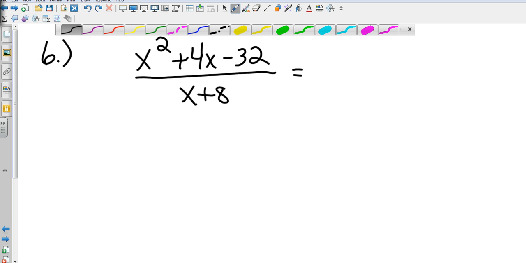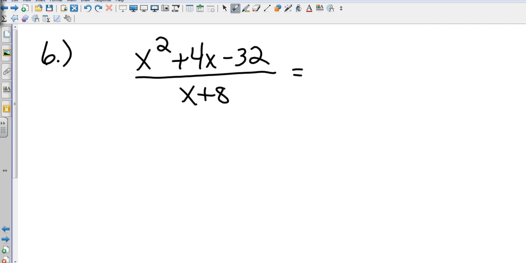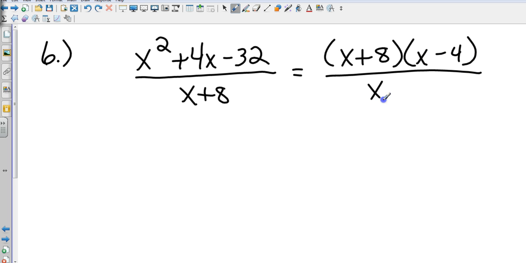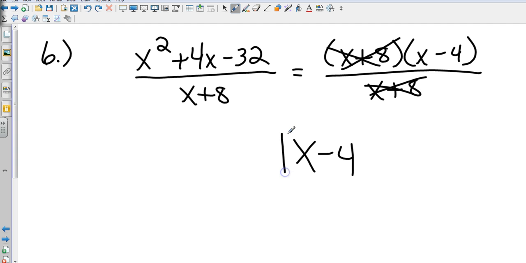Question number 6. X squared plus 4x minus 32 divided by x plus 8. All right, Dakota, this is yours. Factor x squared plus 4x minus 32 for me. Parentheses x plus 8, parentheses x minus 4, all over x plus 8. Okay? And so now what do I do? You mark out the x plus 8. That's the answer. Okay, x minus 4. After I've canceled the x plus 8s, that's all I got left.